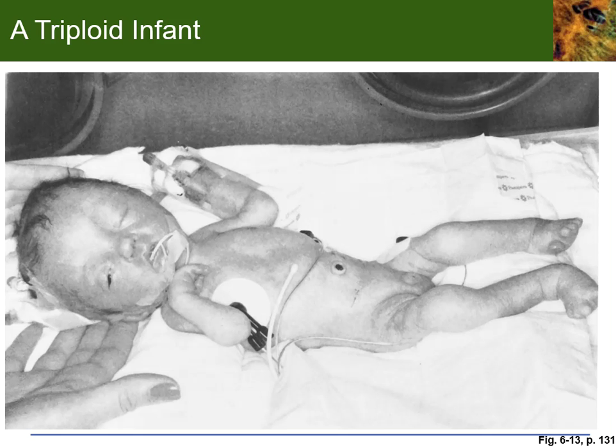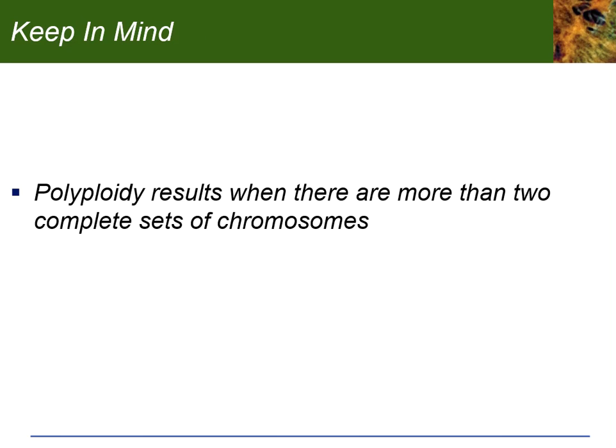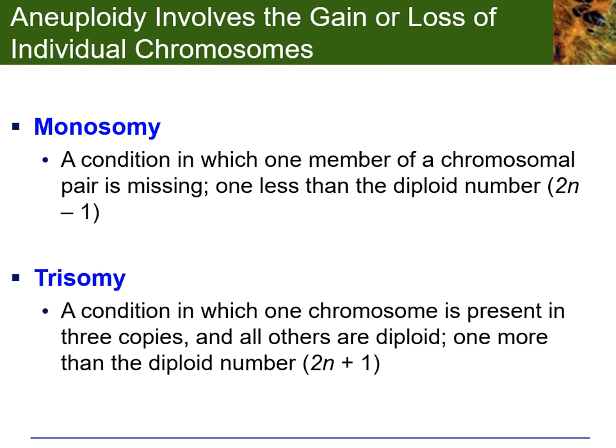Okay, this is an infant with triploidy. This can show the characteristic enlarged head. And keep in mind that polyploidy results when there are more than 2 complete sets of chromosomes. Now, aneuploidy involves the gain or loss of individual chromosomes.